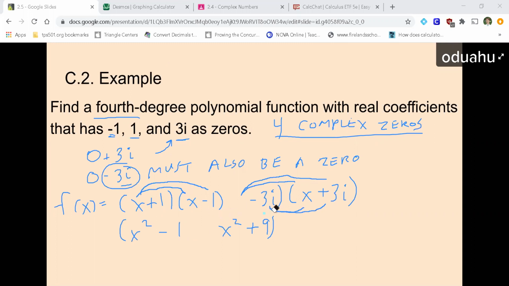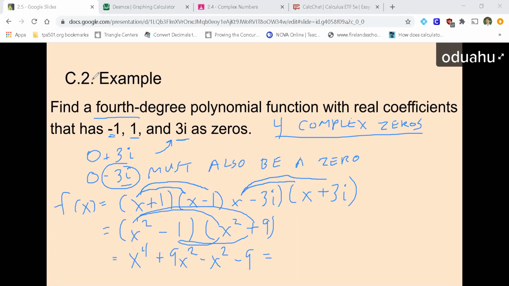Oh, no. Too much. Just wanted to make room. Okay, now we multiply it out again. X squared times x squared is x to the 4th, plus 9x squared, minus x squared, minus 9, which is equal to x to the 4th plus 8x squared minus 9.